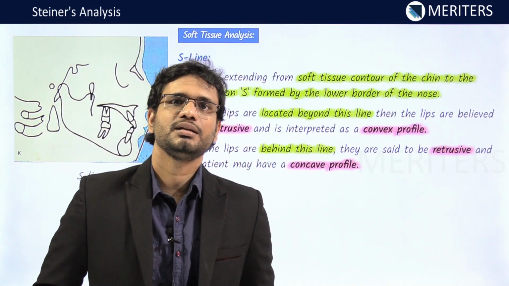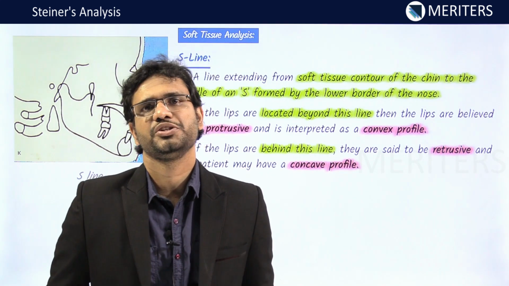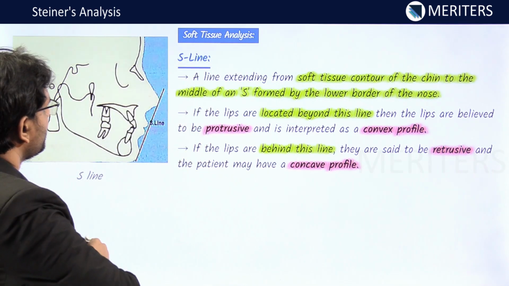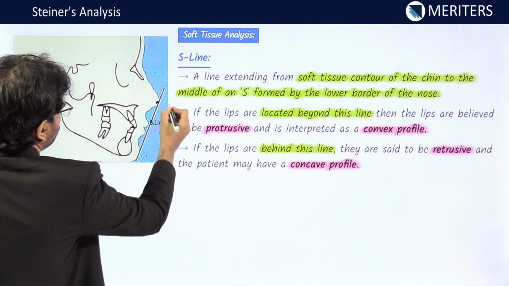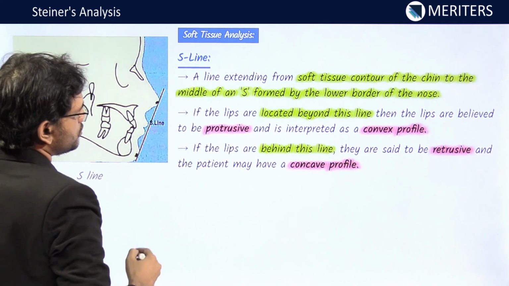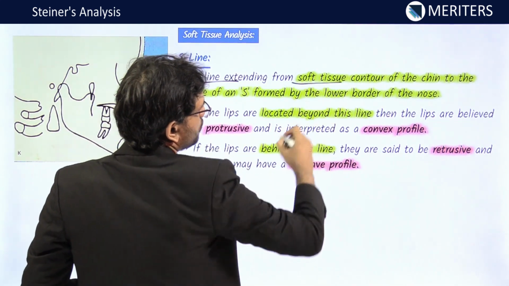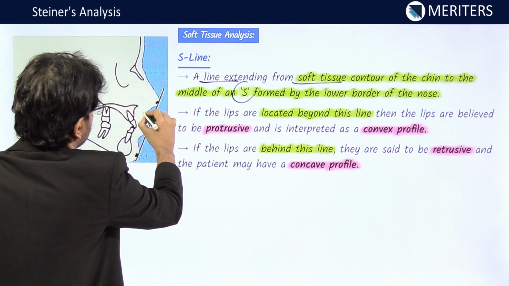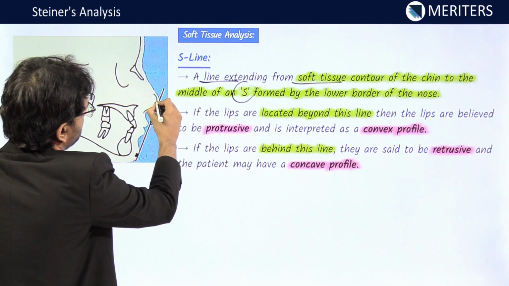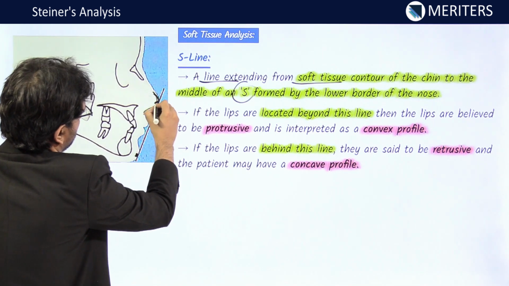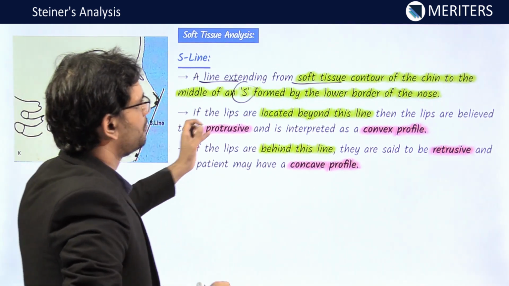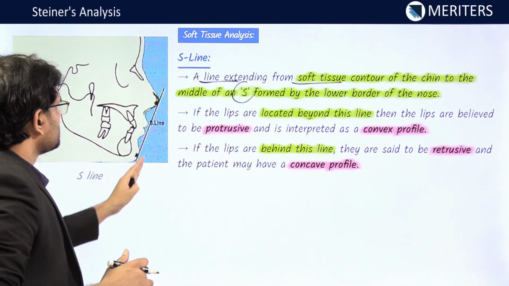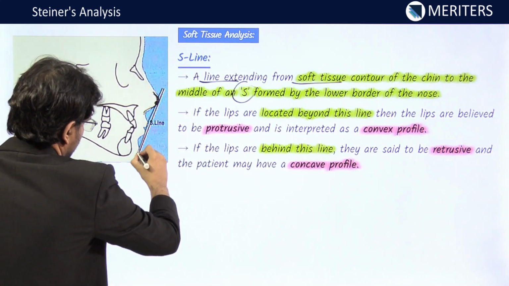Now the third type of analysis in Steiner's analysis is the soft tissue analysis. Basically there is a line called the S line, which is made from the soft tissue of the nose to the chin. It is a line extending from the soft tissue contour of the chin to the middle of the S formed by the lower border of the nose. This will be the S line.